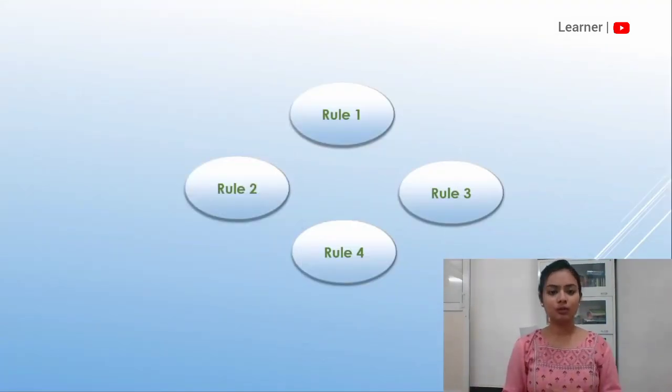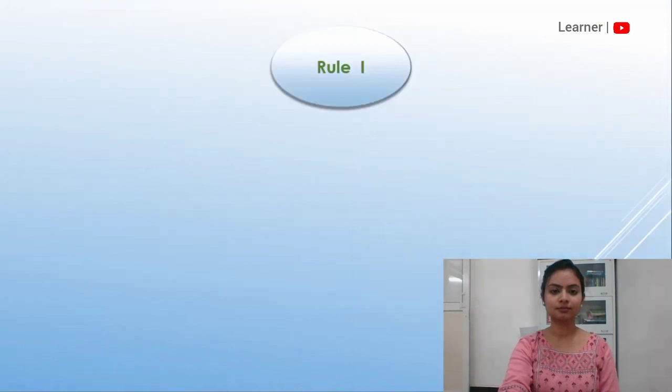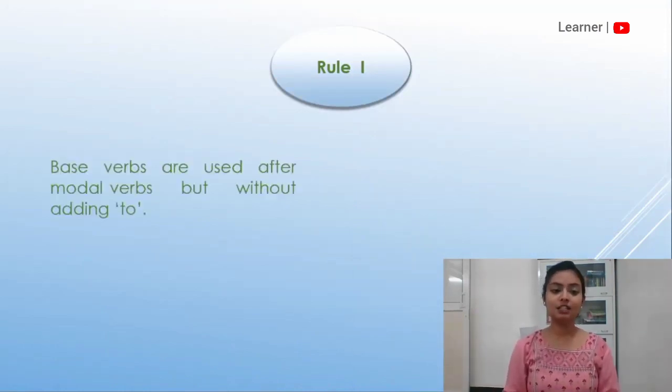There are 4 rules of using modal auxiliaries correctly. अगर आप इन rules को ध्यान में रखेंगे तो you can avoid the mistakes which people generally make. Rule number 1. Base form of the verb is used after the modal but to का use नहीं करना है.